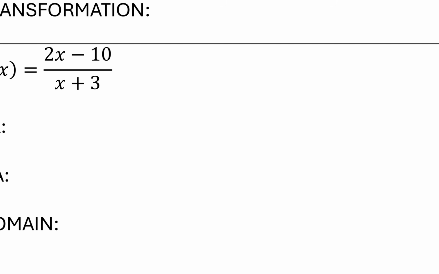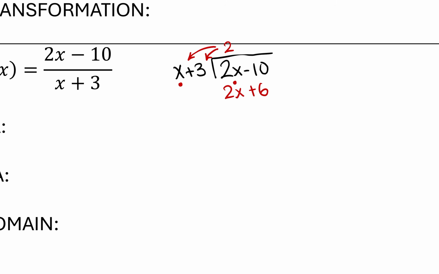Okay, for the next one, we have 2x minus 10. We're going to go ahead and divide it by x plus 3. So we ask ourselves, what do I multiply to that first term to get to the first term 2x? Well, I multiply it by 2. So we multiply 2 times x, that will give us 2x. 2 times 3, which will give us positive 6. We then wrap this in parentheses and we subtract. From there, we can distribute the negative symbol.